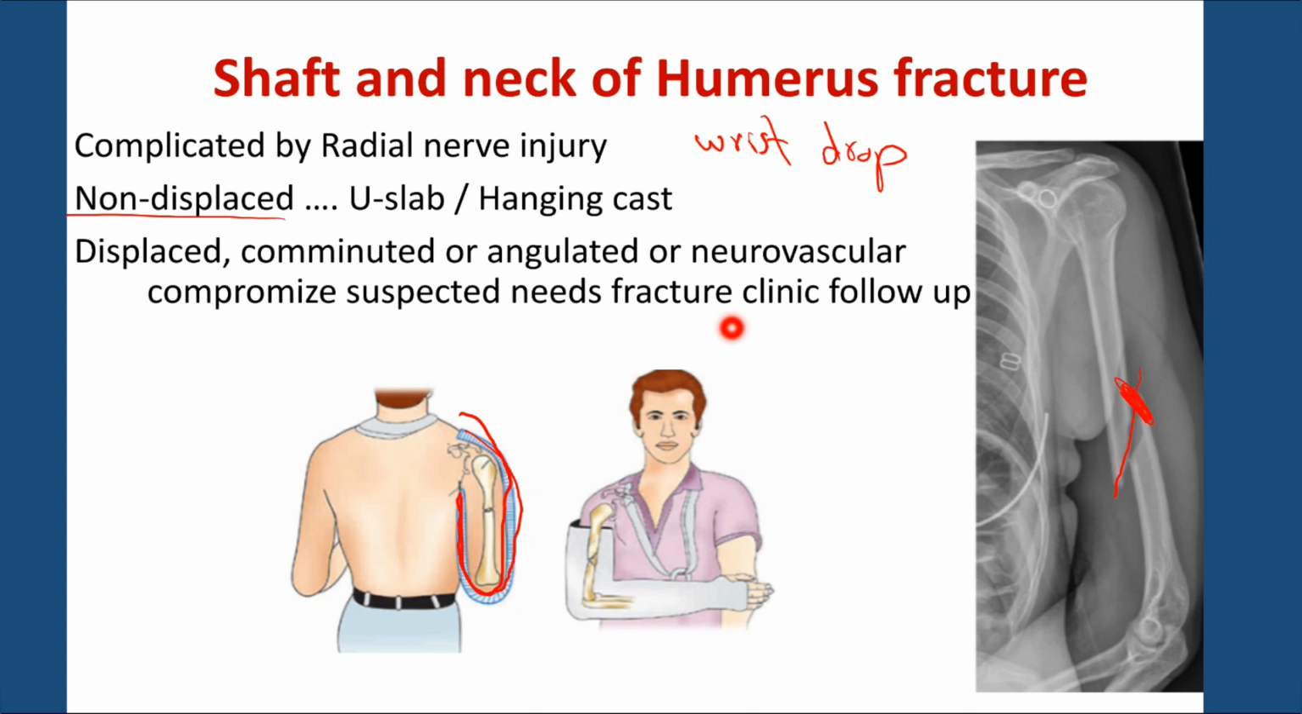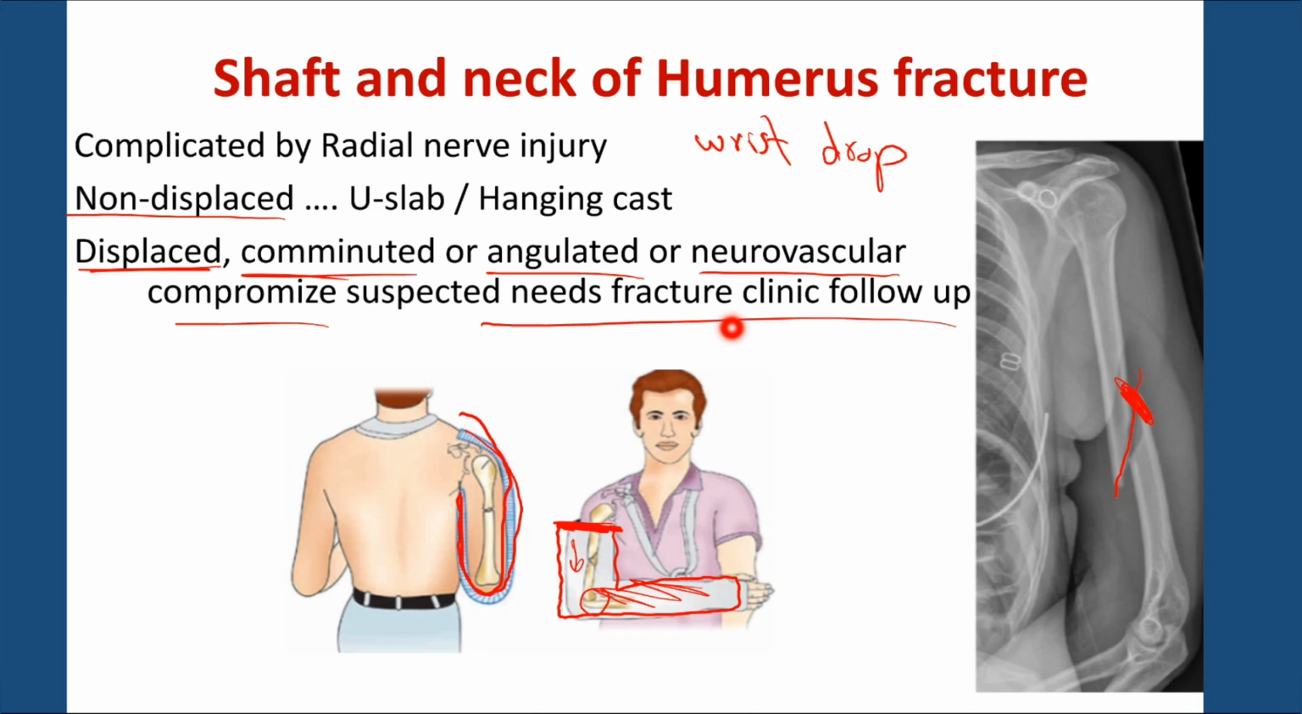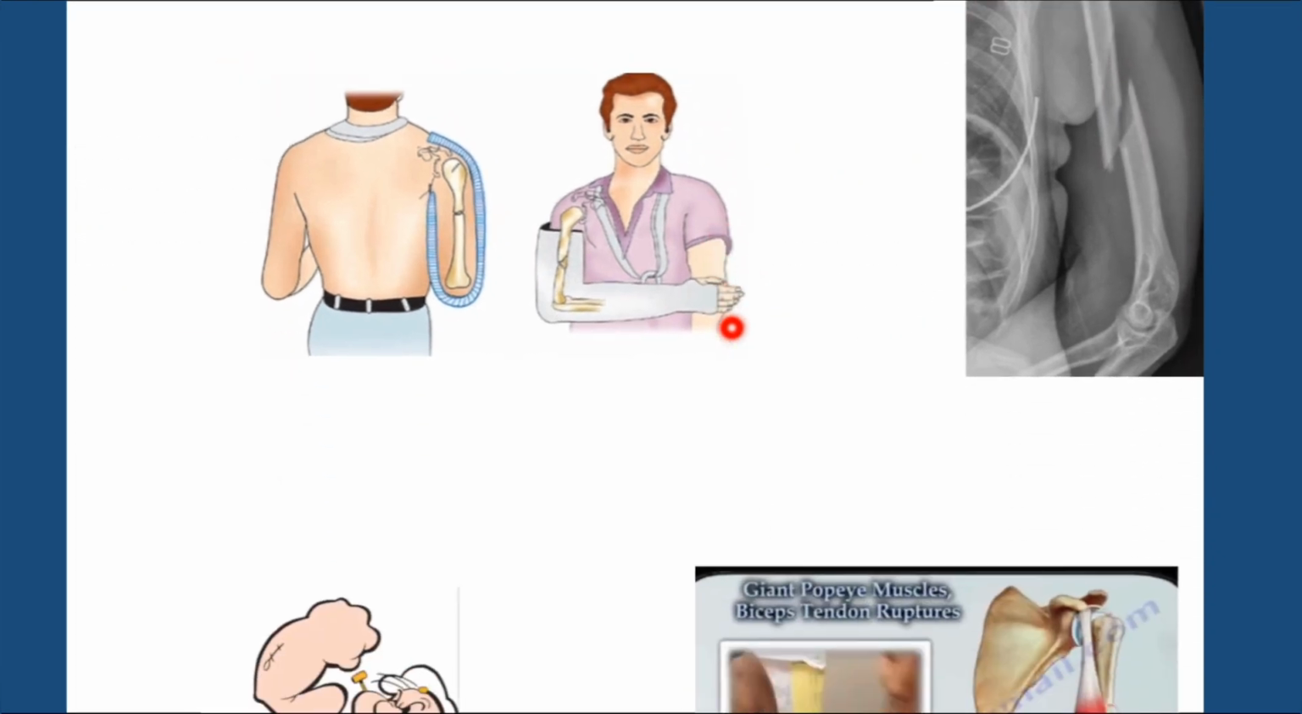Or there is another type called a hanging slab, above the elbow until it reaches that area. With gravity, it reduces the fracture and helps heal the fracture site. If it is displaced, comminuted, or angulated, or there is evidence of neurovascular compromise, you have to call the orthopedician.